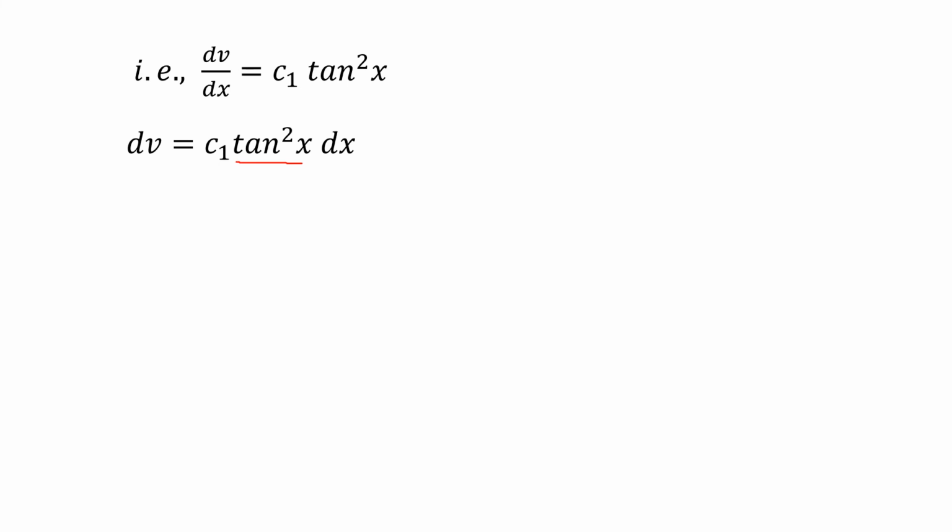Therefore, using the trigonometric identity 1 plus tan square theta is equal to secant square theta, tan square theta can be written as secant square theta minus 1. Therefore, we shall replace tan square x by secant square x minus 1. Therefore, we get dv is equal to c1 (secant square x minus 1) into dx. Now it can be integrated.